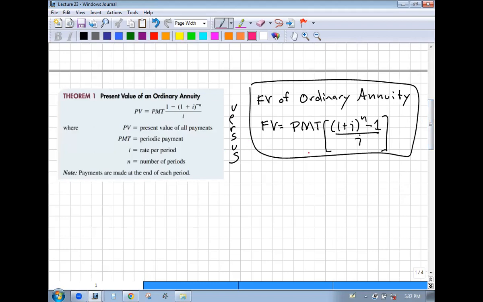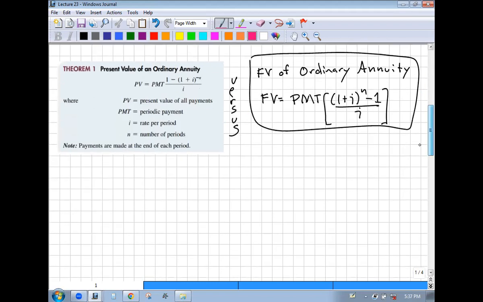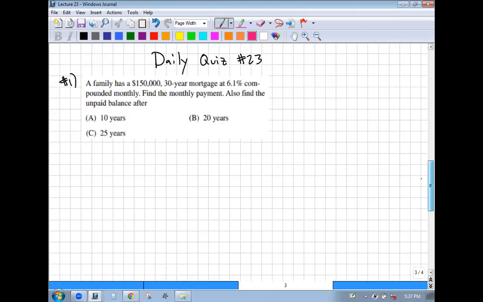So here's your formulas again. Don't forget them. And here's your quiz. I'm only going to give you one problem because there's 3 parts to it. Okay. So let's take 10 minutes, do your best, and then we'll work this together.